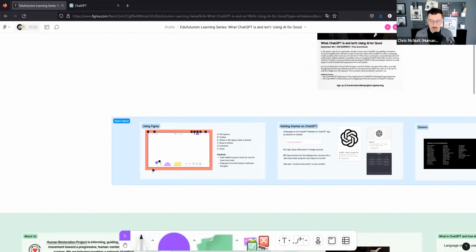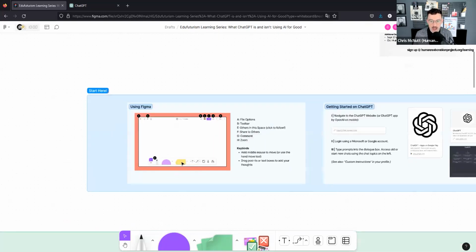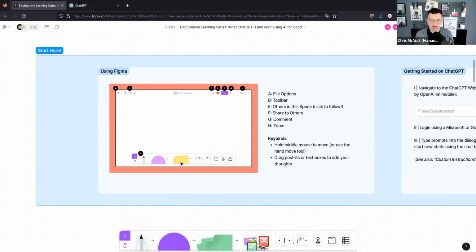Just as a brief FYI, you can find the Figma link in the chat or in the description of this video. In order to use Figma, here's a few things on my screen. I'll be screen sharing alongside this to help you move around and see what's going on. Primary things that you probably want to concern yourself with.